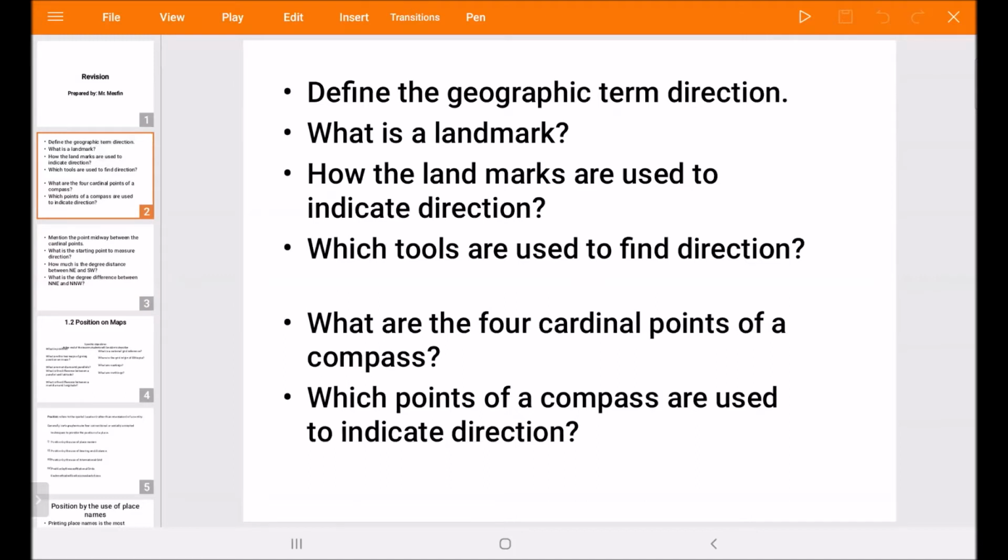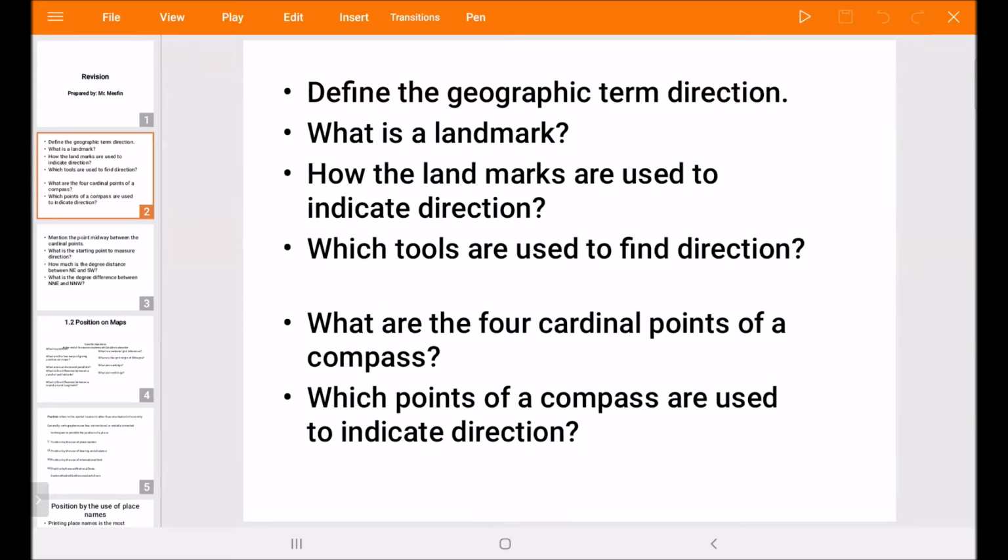So we can start by revising our previous lesson. In our previous lesson, we discussed direction on the maps. So it's better to raise some points we have seen in our previous lesson. Direction. How many points do we have on the compass, or on the map? There are 16 directions, there are 16 points on the map.